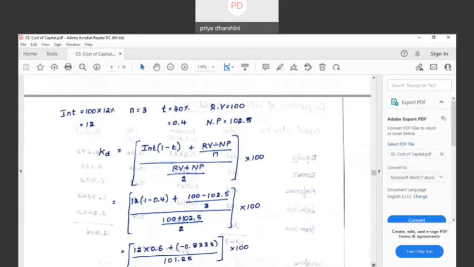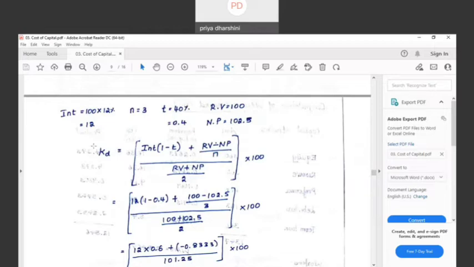The redemption value is 100 rupees. How much is the net proceeds received? They have told 102.5 per 100, which means for every debenture 102.5 is collected. That is net proceeds. That is 102.5. Substitute the values in the formula. Cost of debt is interest into 1 minus tax plus RV minus NP by N, divided by RV plus NP by 2, into 100. Right?